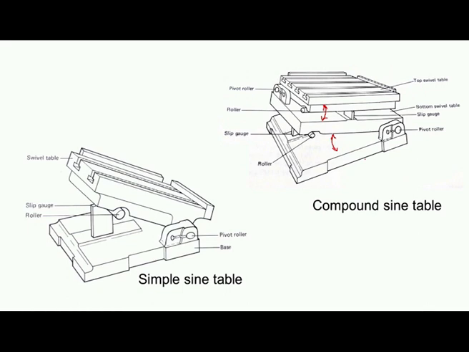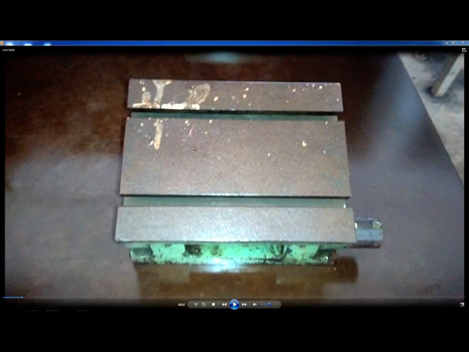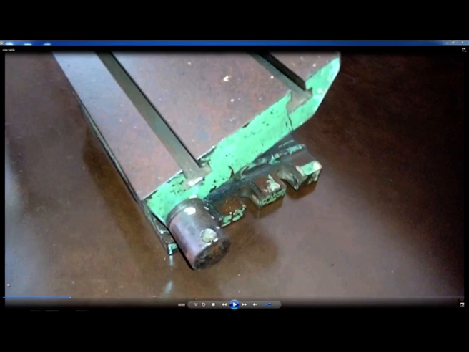So, we will see a simple sine table. You can see the top surface of the sine table. We can also see the T slots. You can see the pivot here, the pivot roller. There is a provision to put a rod here. Using that rod, we can tilt it so that the required angle can be maintained.